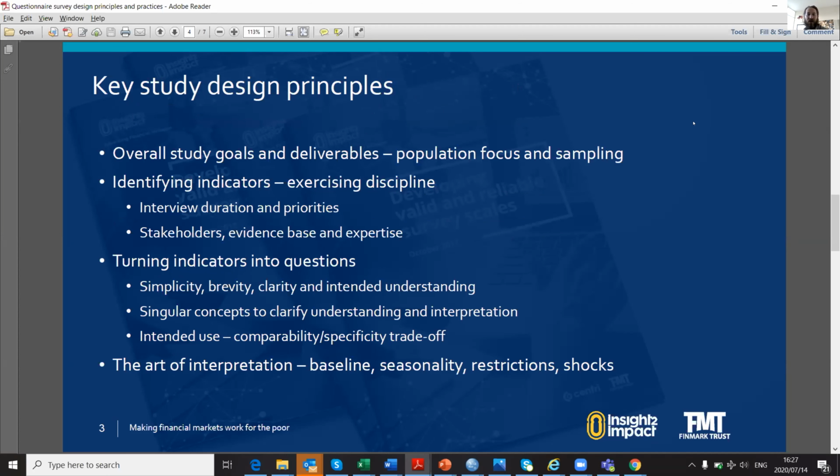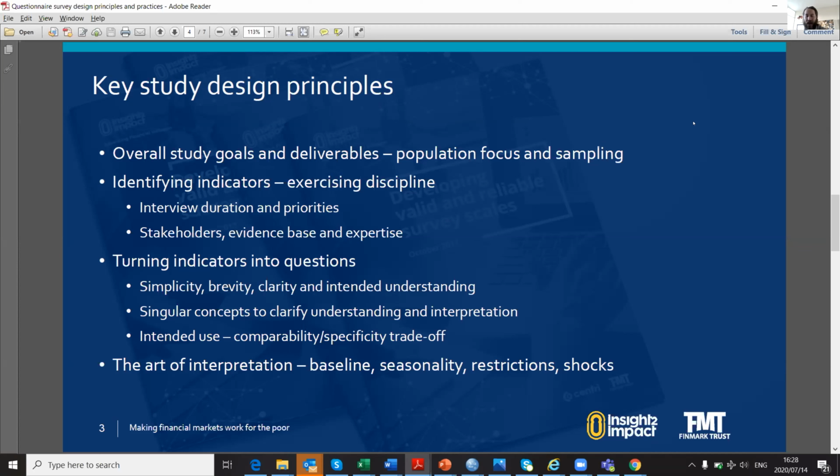So that's just talking about the cognitive interviewing and getting the meaning as one part of the mini project in the entire questionnaire design and questionnaire wording process. But in general, there are a number of key things that apply to all different processes that are undertaken. So up front, it's really important to make sure that the overall study goals and deliverables are well known and clear. And that then also comes into who is the population that you're going to focus on, what is the sampling approach that you're going to take.